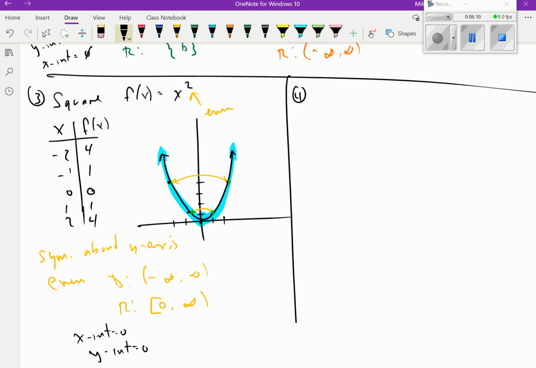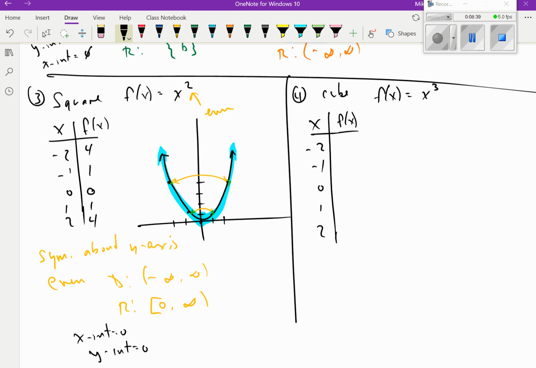Take a look at number 4 here. We got the cube function. So now instead of doing f of x being x squared like we did in number 3, now in number 4 here we've got the cube function. So f of x is x cubed. So I can take a look at x and then f of x, which says cube everything. So do our standard kind of items for our t-chart, -2, -1, 0, 1, and 2. Then we multiply it by itself 3 times.